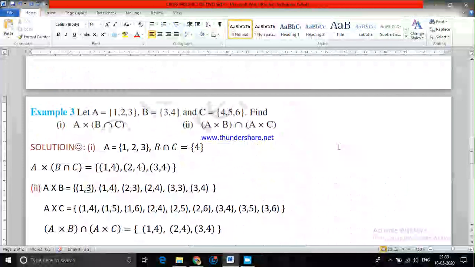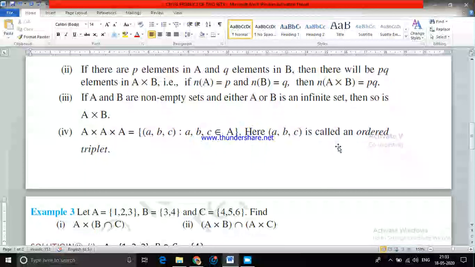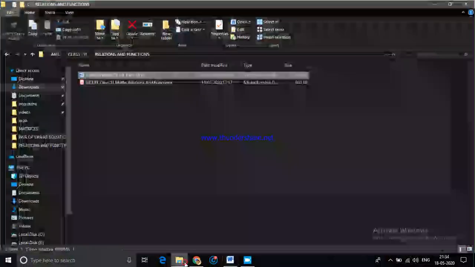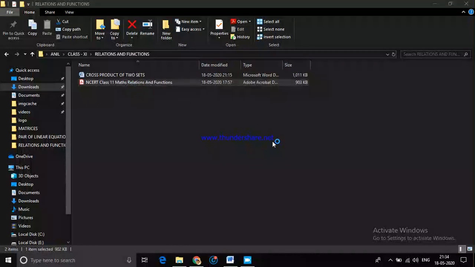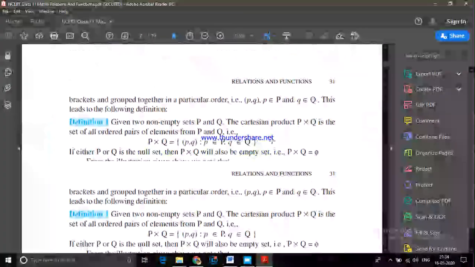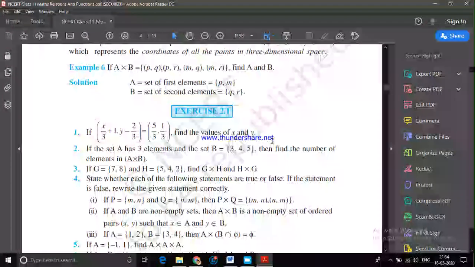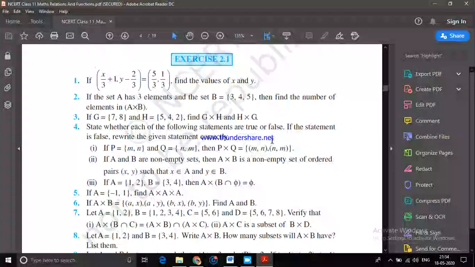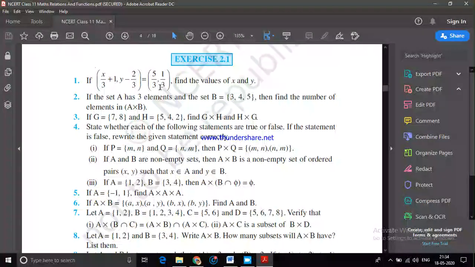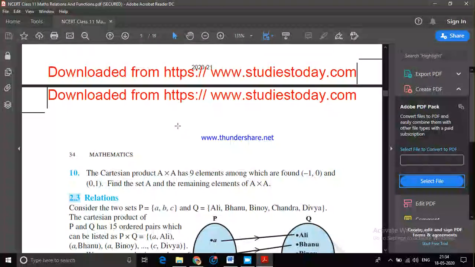Okay, so hope your concepts are clear: what the cross product is and how to do the diagrammatic representation. If there are questions, how to solve them. Let me open the book. Exercise 2.1, you can solve it as homework. There are around 10 questions in the exercise and all are easy questions. Here these ordered pairs are equal, so x upon 3 plus 1 must be equal to 5 upon 3. Then you solve it. If you have any doubts, we'll discuss them during the verification.